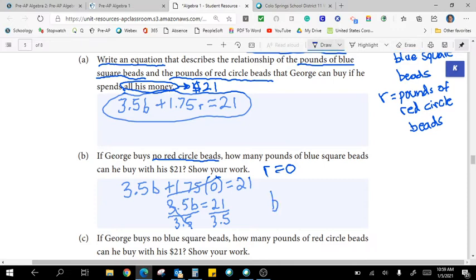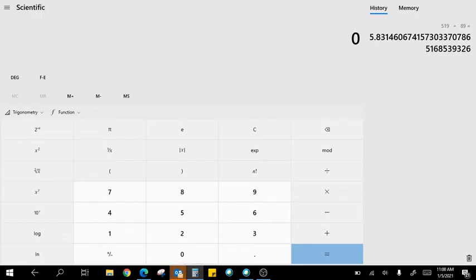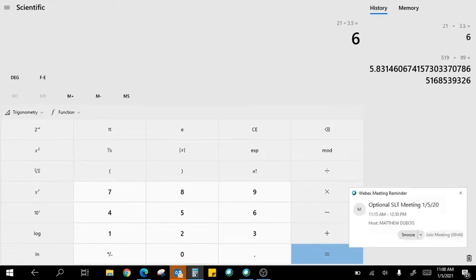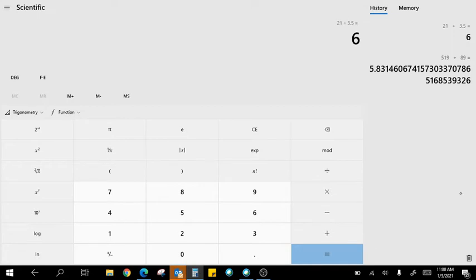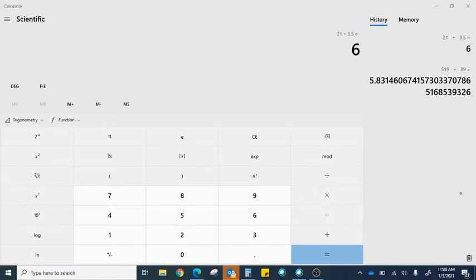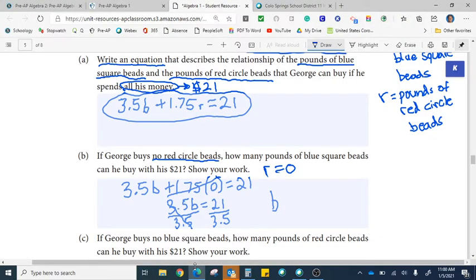Now, how do we do that with a calculator? Go ahead and open this thing up, and we're going to say 21 divided by 3.5 equals 6. All right. All right, so b equals 6.